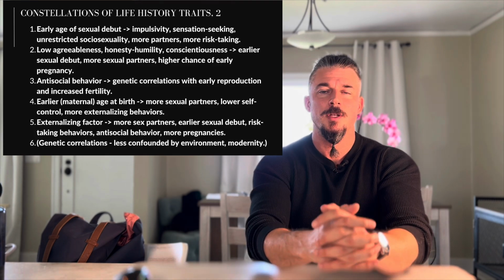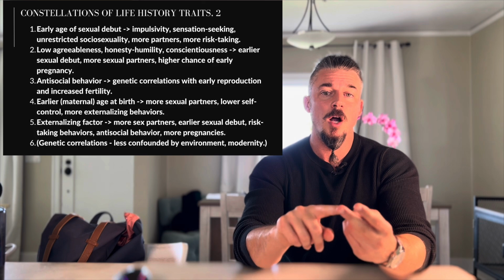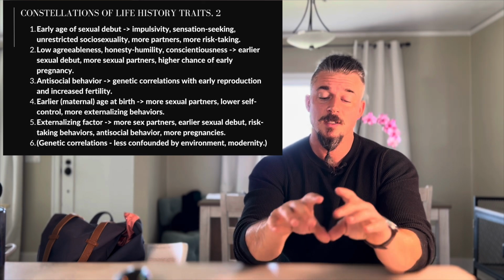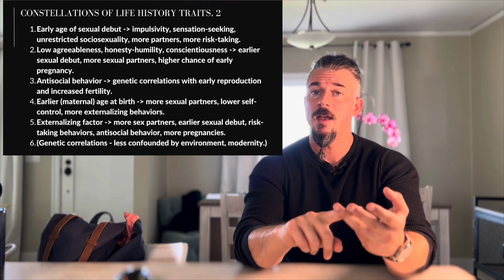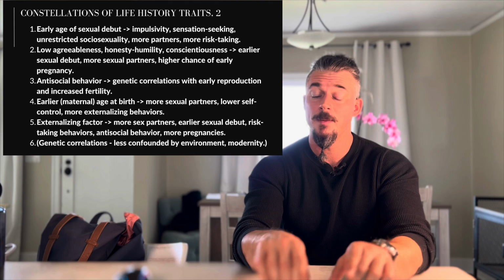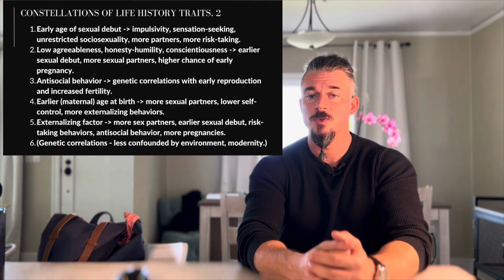Personality traits, we mentioned that. What sort of correlations would we see here? Low agreeableness, low honesty-humility, and low conscientiousness are associated with fast life history traits: earlier sexual debut, having more sexual partners, and having a higher chance of having an early pregnancy. Antisocial behavior, what is that associated with? Again, fast life history strategy things.